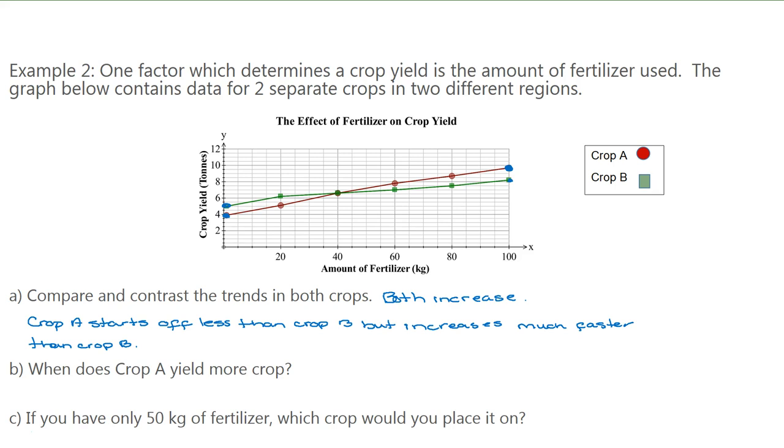Now, when does crop A yield more crop? Well, in the beginning we said it's less, and at this point right here, at 40 kilograms, they yield the exact same amount. But then after that, the red line here, the crop A is higher. So after 40 kilograms of fertilizer, that's when crop A yields more.